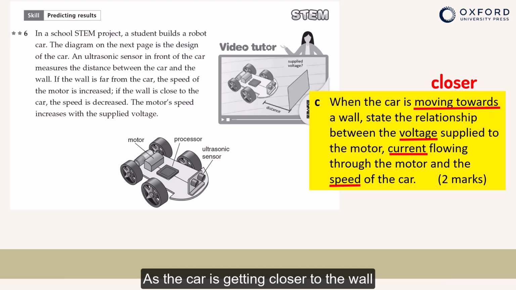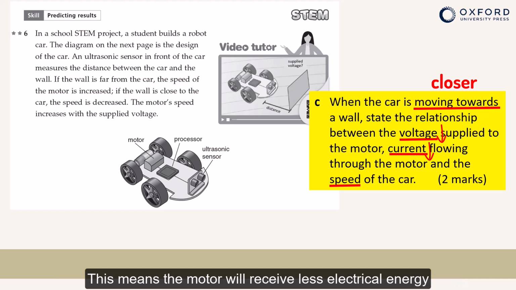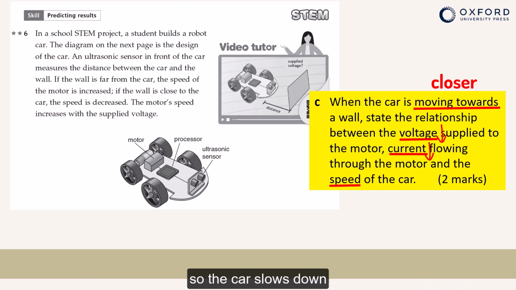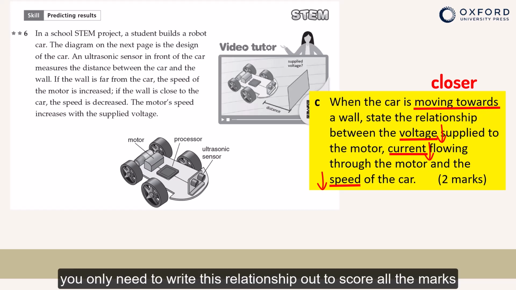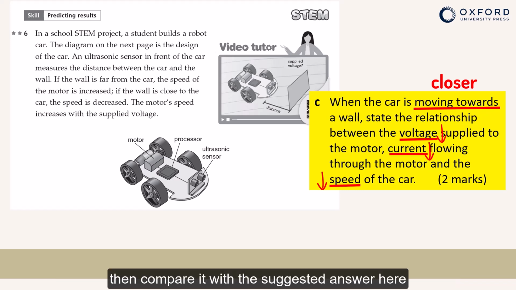As the car is getting closer to the wall, the voltage supplied decreases. As a result, the current flowing through the motor also decreases. This means the motor will receive less electrical energy, so the car slows down. Like in Part A, you only need to write this relationship out to score all the marks. Now, write down your answer, then compare it with the suggested answer here.